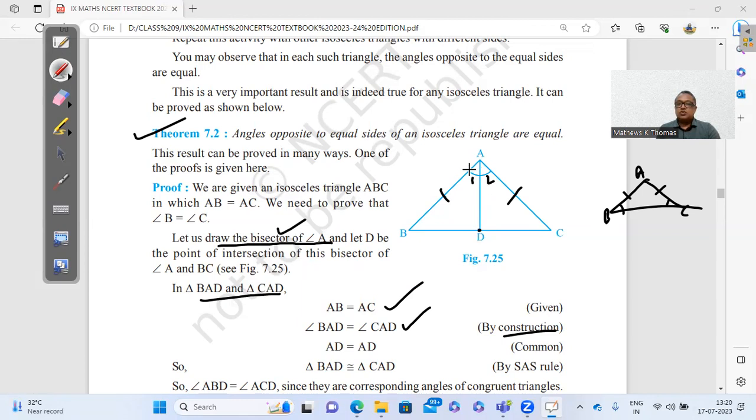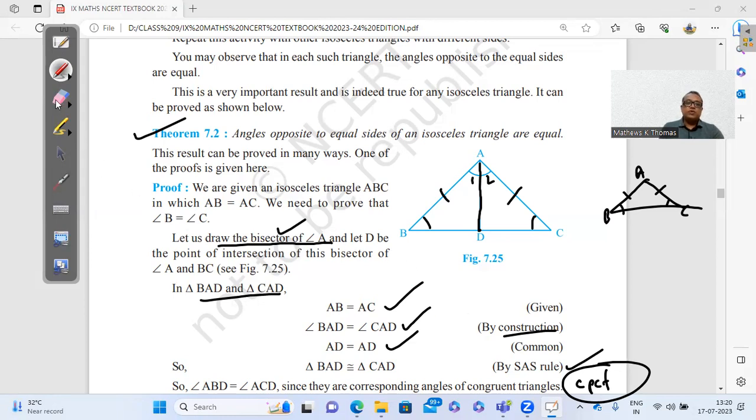And AD is common. If you look at triangle ABD and triangle ACD, you will find that AD is common. AD is part of both the triangles. So this line AD is going to be common. So what are we having? We are having side angle side. So the triangles are congruent by SAS. And therefore, we can say that these two angles are equal by CPCT. In the previous session, I had explained what is CPCT. It means corresponding parts of congruent triangles.